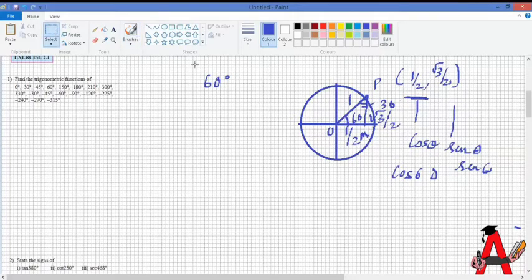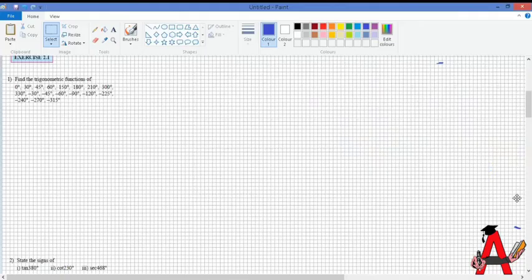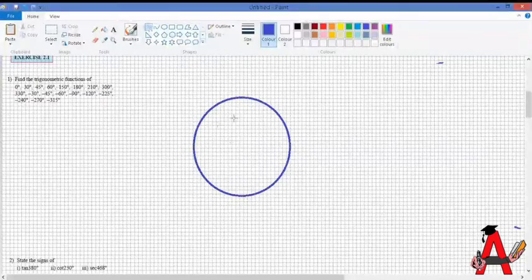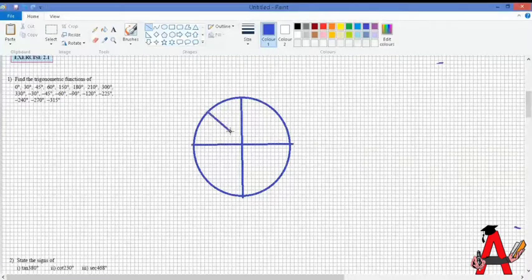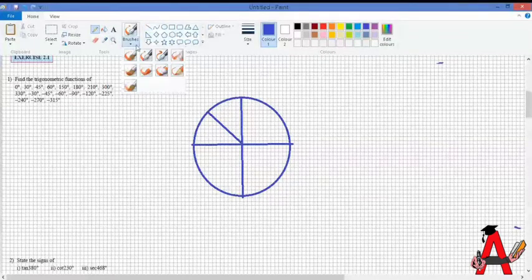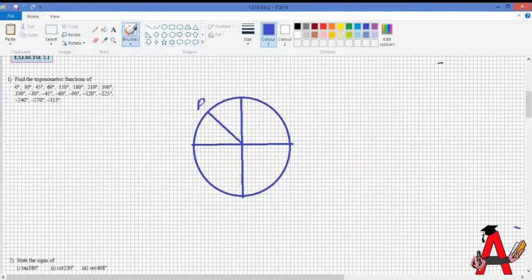Let's take another example. Say, let's take 150. If I take 150, the diagram will look like this. Then your 150 will be something like this. This is your point P. I will write P. This is your O. This angle is 150, and I need to find out PM, and OP is obviously 1, and OM.